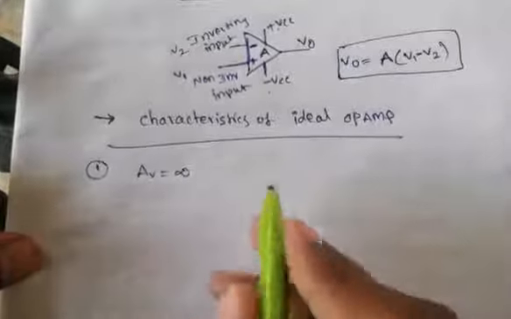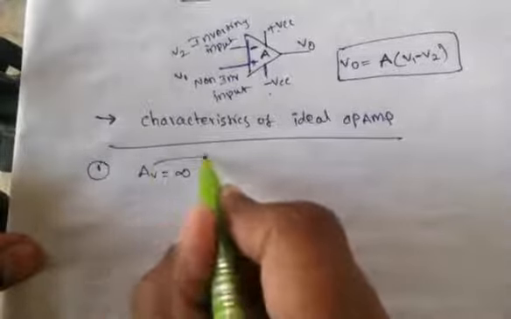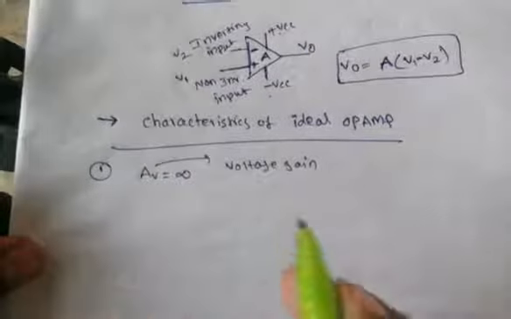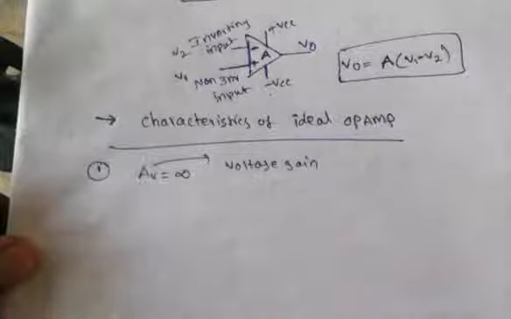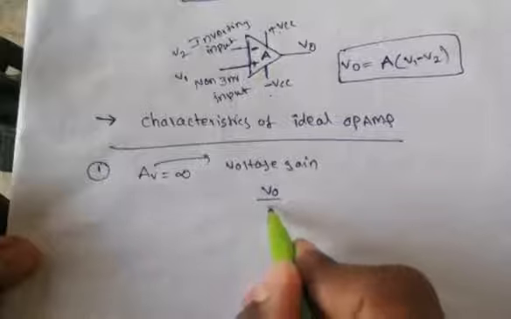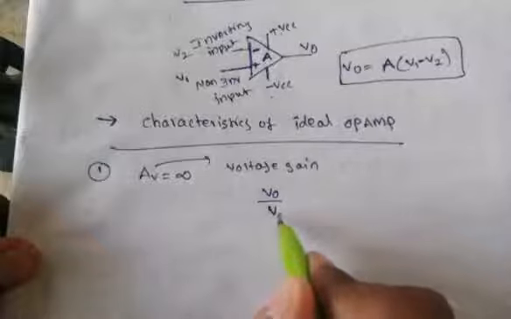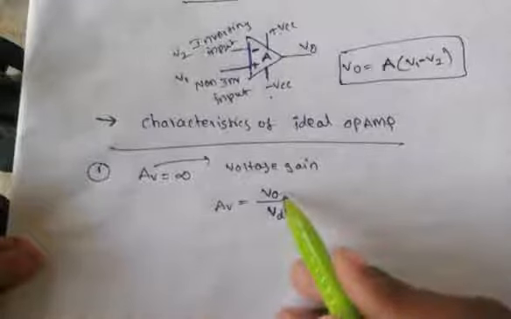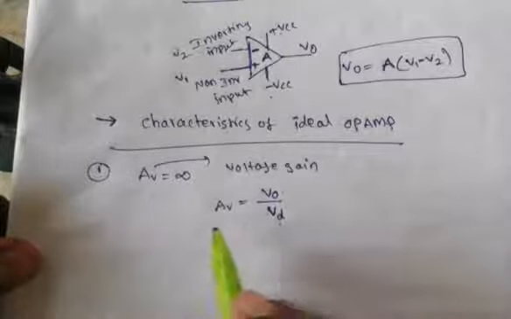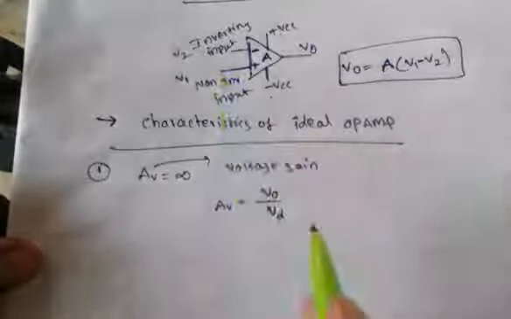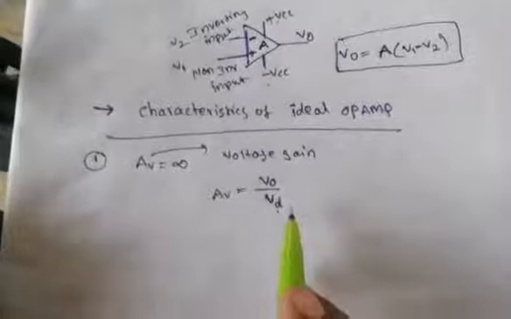What is the meaning of voltage gain? AV is the voltage gain. It is the ratio of output voltage to input voltage. So you can consider the output voltage V0 by the input voltage. Two inputs are there, so you can call the difference between these two inputs VD. This is the gain formula. The ratio of output voltage to input voltage is called voltage gain. Since there are two inputs, you can consider the differential voltage VD.